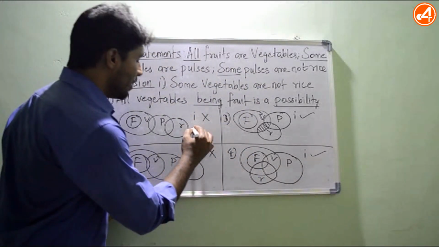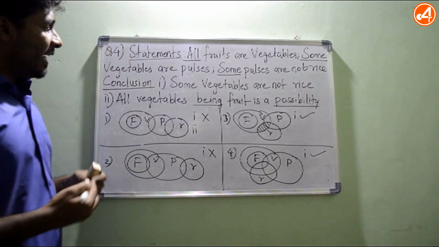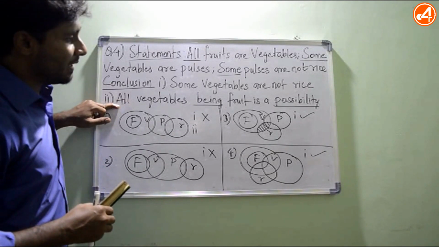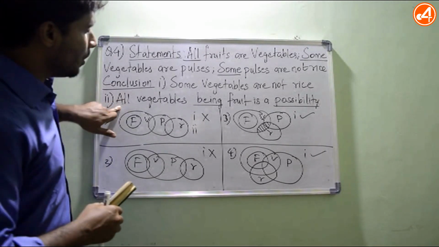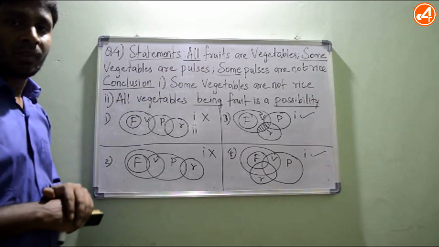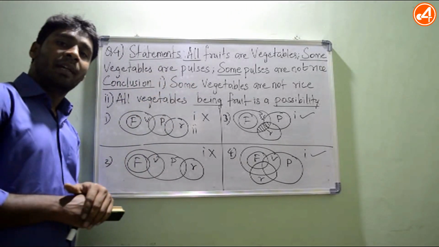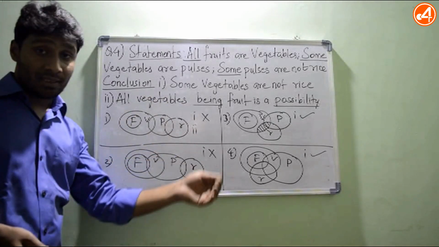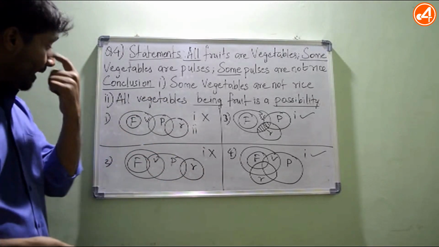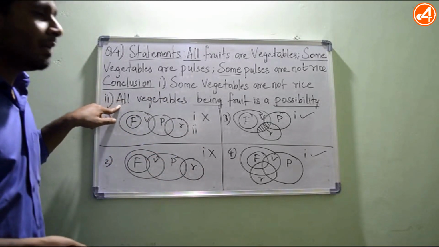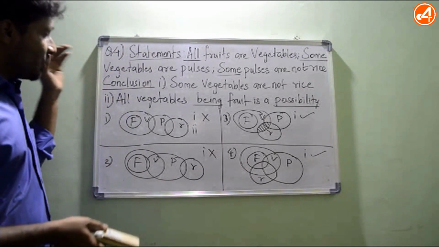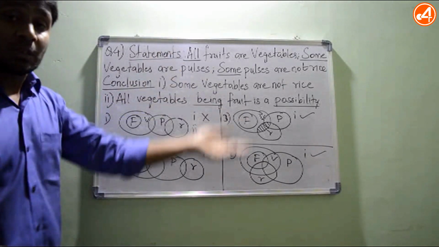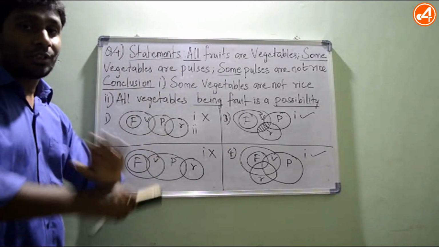And now go for conclusion 2. Let me explain conclusion 2 first of all. All vegetables being fruit is a possibility. What does the word being mean? And what is the meaning of the word possibility? It's just a probability. It's very simple, just cases. If all vegetables being a fruit is a possibility, you can think like this: vegetables being a fruit. So all vegetables being a fruit was just a possibility, that's it. But it's not exactly true and it's not exactly false.